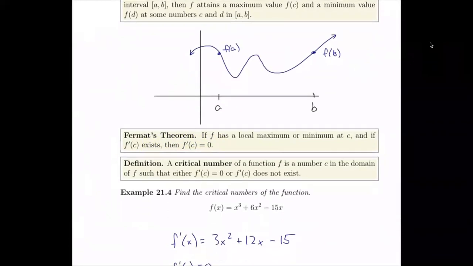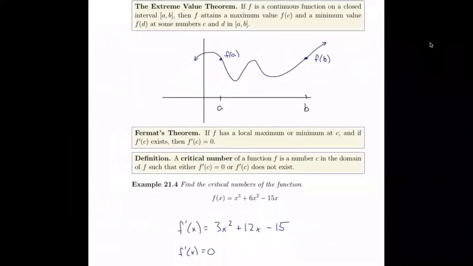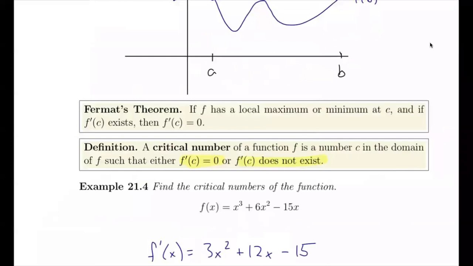We build a definition based on that, and that's the critical number. A critical number of the function f is a number c in the domain of f such that f prime of c equals 0, or where f prime of c does not exist. And that's the situation where we have a vertical asymptote potentially. And that could tell us something about max or min on an interval.